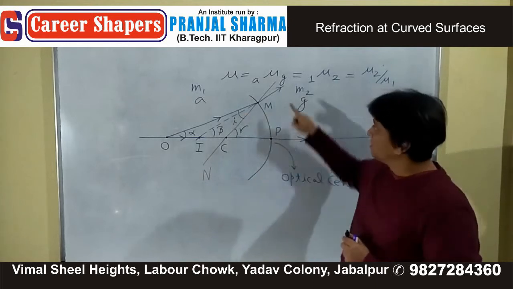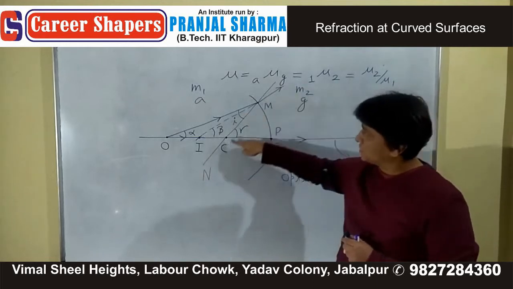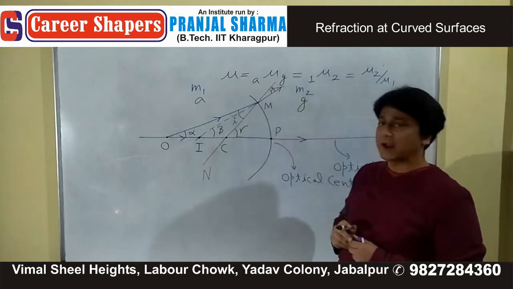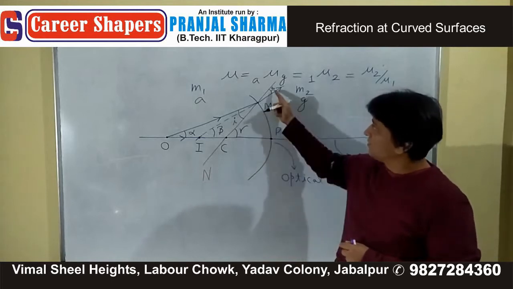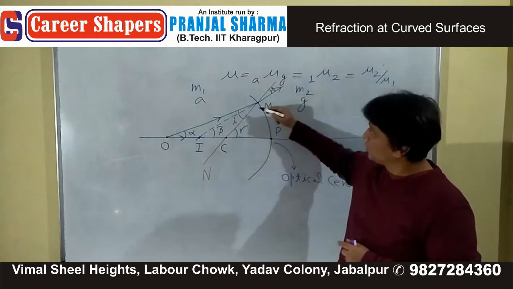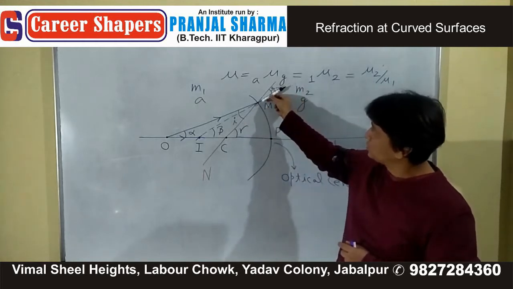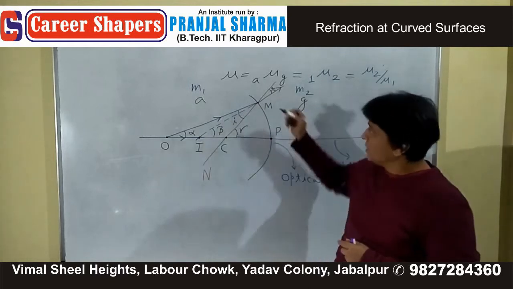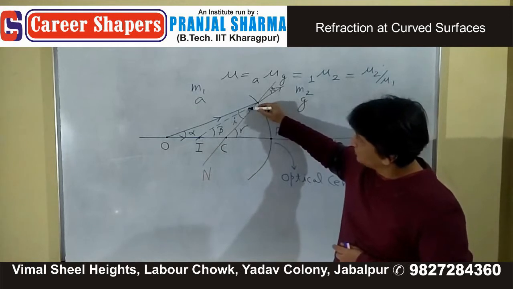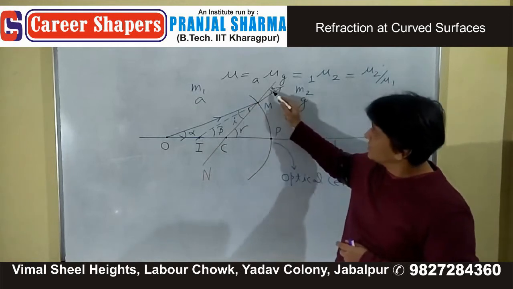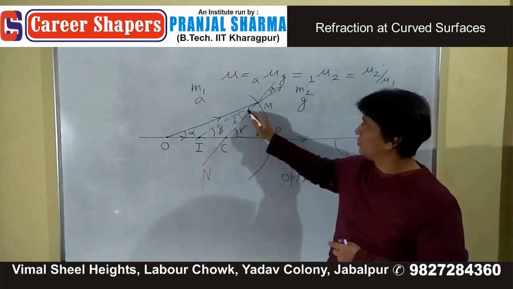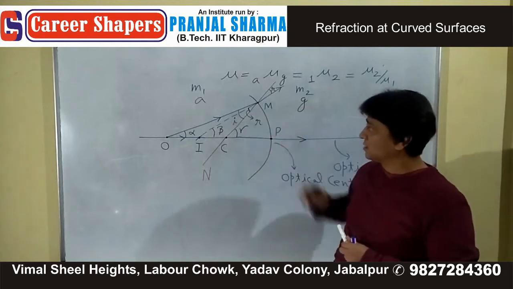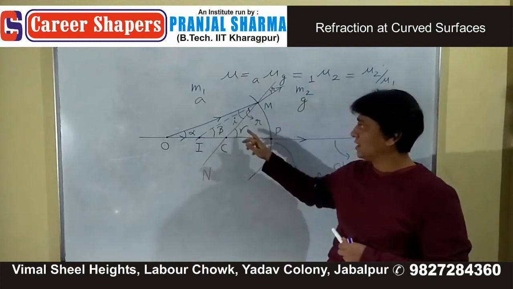Angle of refraction. This is the refracted ray. This is the normal, and therefore this is your angle of refraction R. If this is R, you can see that we simply produce this refracted ray back so that it can meet the optical axis at I, which means this angle is simply the opposite angle, and therefore this is also R. And this is R, alpha, beta, R, I, gamma.